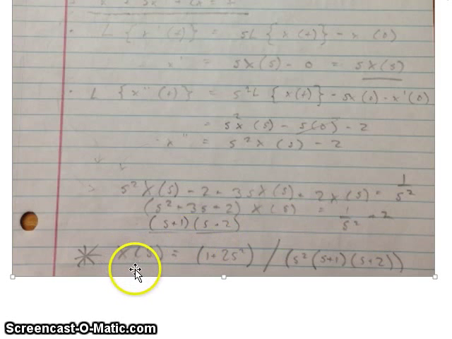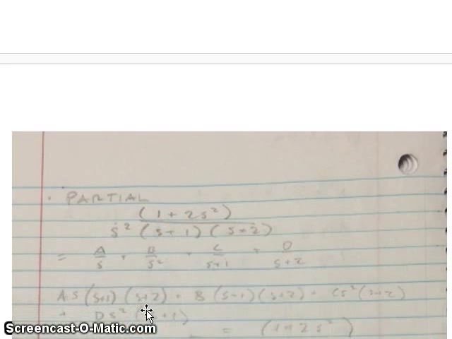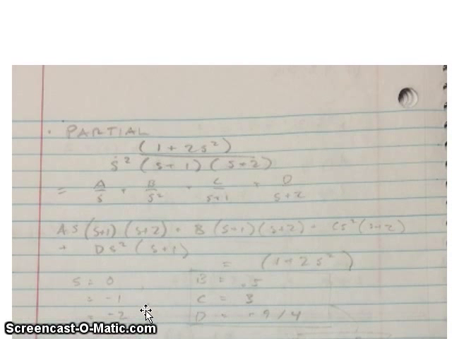So we get x of s is equal to 1 plus 2s squared over s squared times s plus 1 times s plus 2. So now that we have this, we have to figure out what's going on with these s values in order to solve this problem. So we have to use partial fractions to clean this up a little bit.